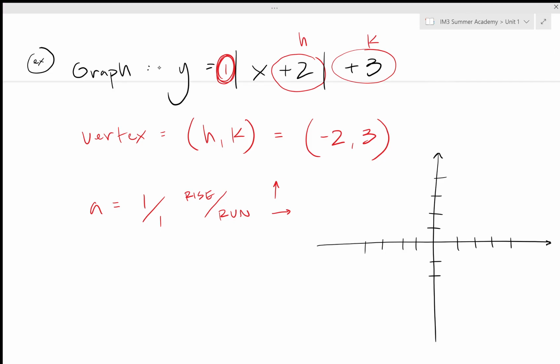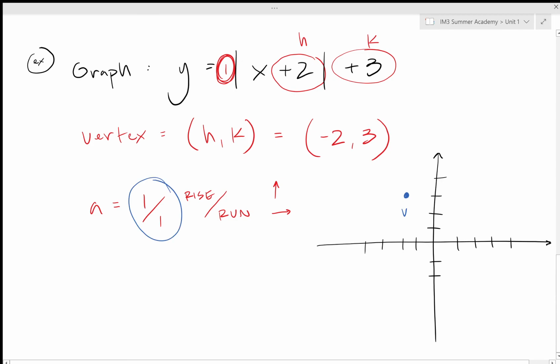So the first thing you want to do is graph the vertex. My vertex is at negative 2, positive 3. So that's 2 left and 3 up. So there's my vertex. And now from that vertex, from that starting point, we're going to apply the slope.